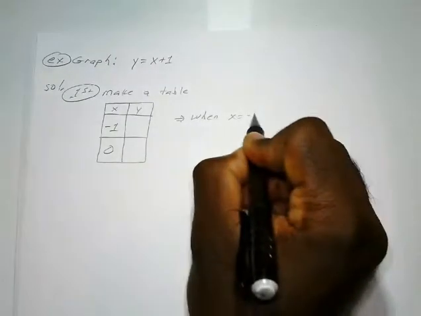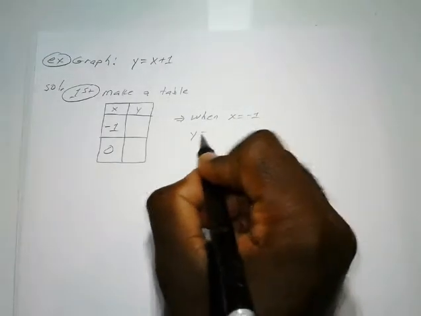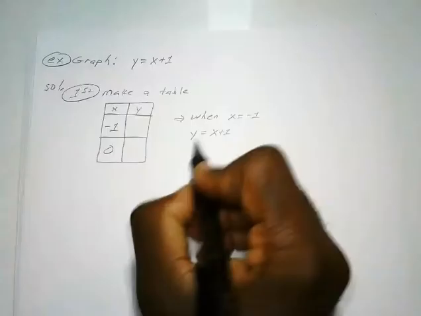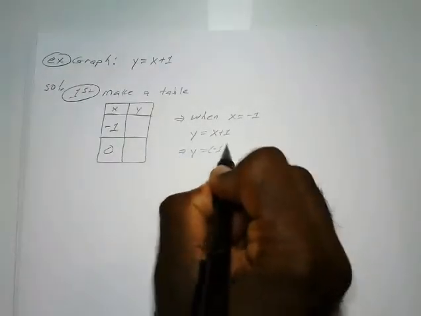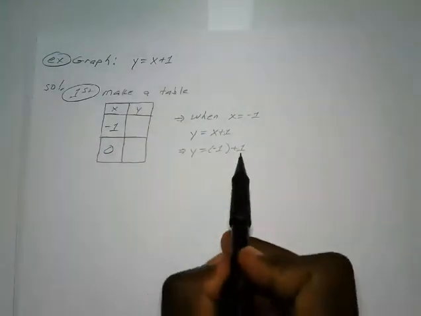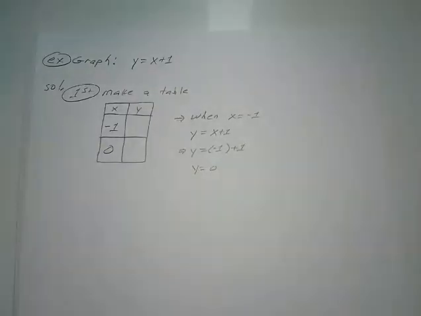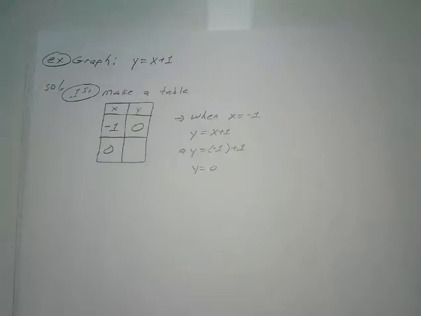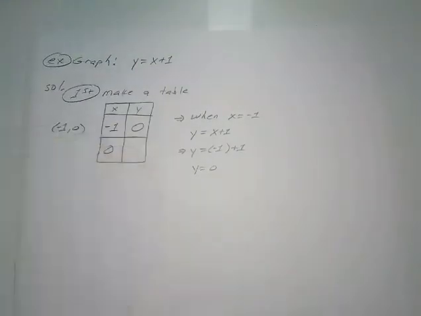when x equals -1, we have y equals x plus 1, which gives you y equals -1 plus 1. -1 plus 1 is 0. So that gives you y equals 0. So you have 1 point there. You have -1, 0.